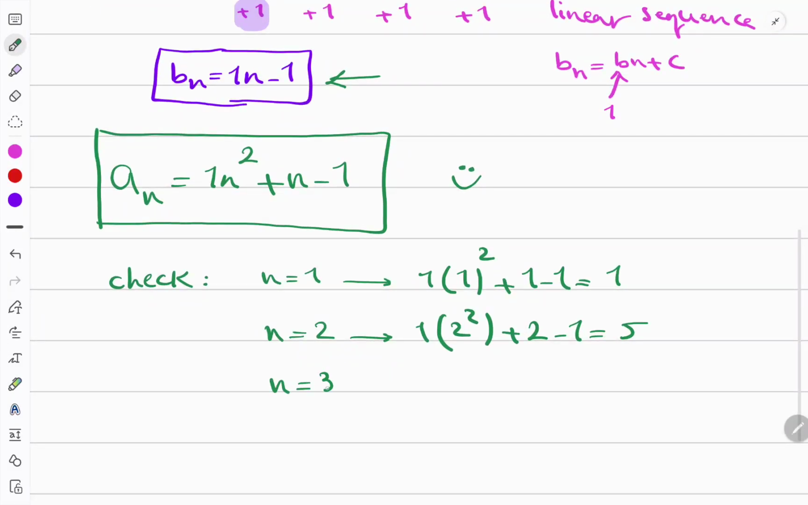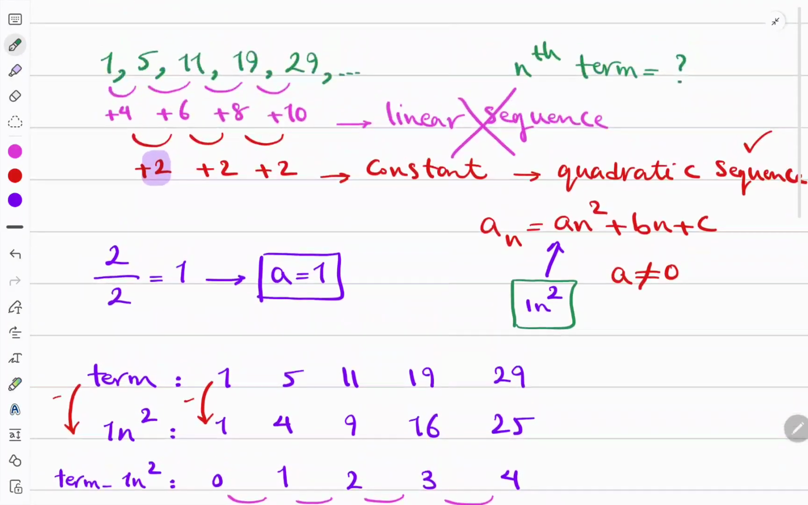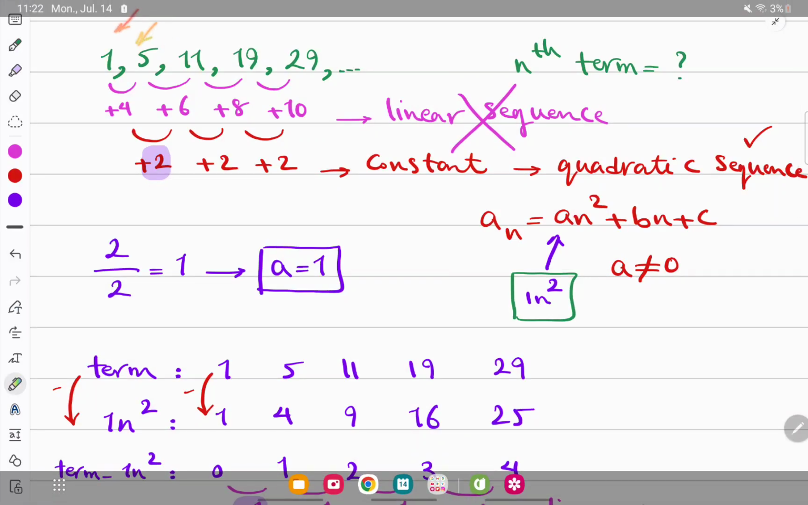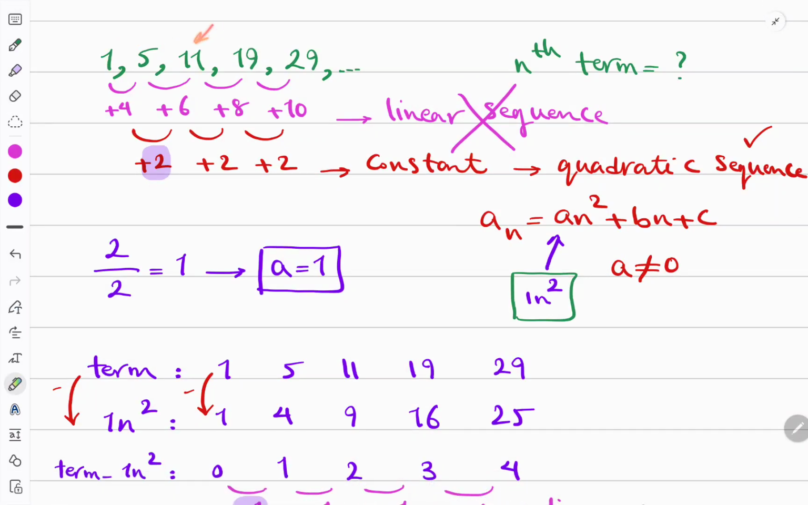And for n, which is 3, 1 times 3 squared plus 3 minus 1 is 11. So you can see the first three terms are 1, 5, and 11. So our answer is completely correct.